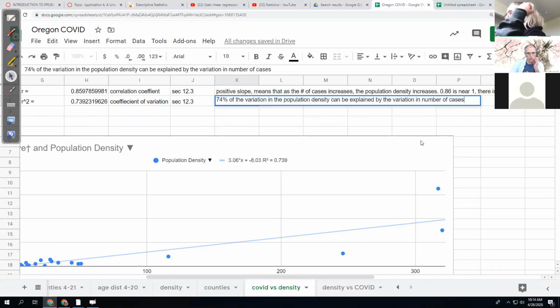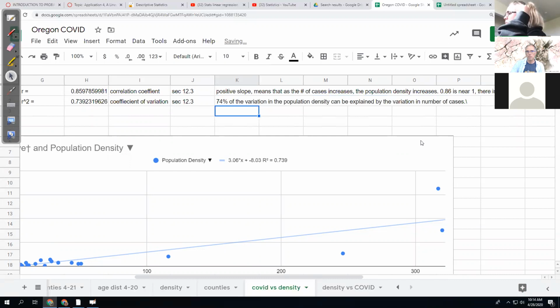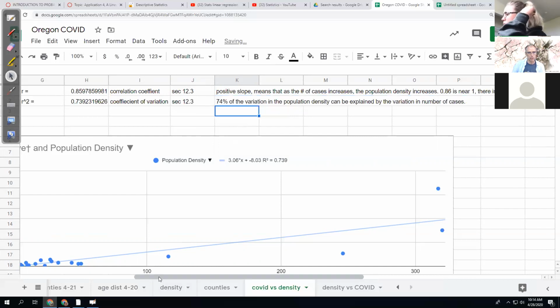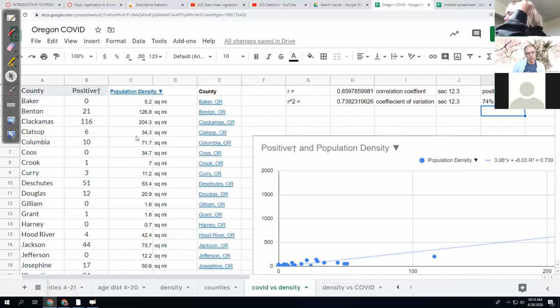So the coefficient of variation, which is the square of the correlation coefficient, is a measure, kind of like standard deviation, is a measure of variation. It's a measure of how much variation in one data set affects variation in the other data set. Now, that's just a mathematical measure. There may be no causation, right?